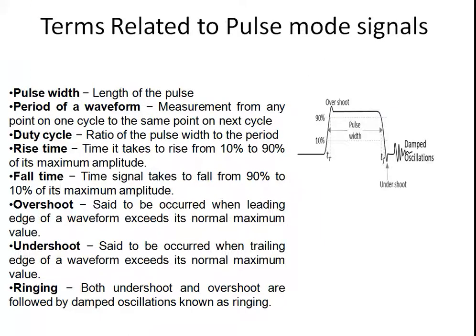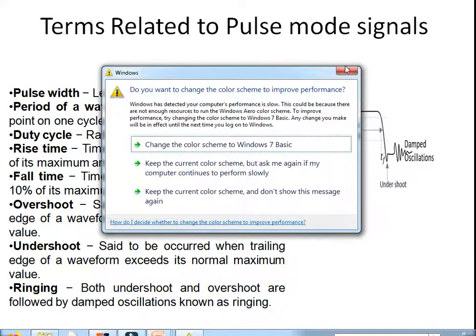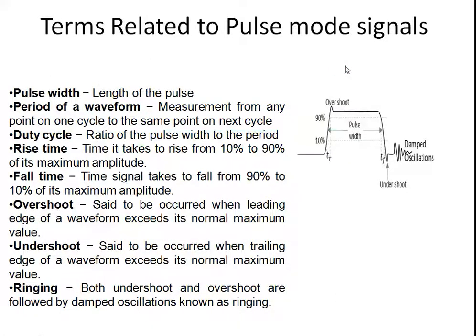Pulse width means the length of the pulse. Different terms are discussed here. Period is the measurement of the waveform from any point of a cycle to the same point of the next cycle. Duty cycle is the ratio of the pulse width to the period. Rise time is the time taken to rise from 10% to 90%. Fall time is the time the signal takes to fall from 90% to 10%.